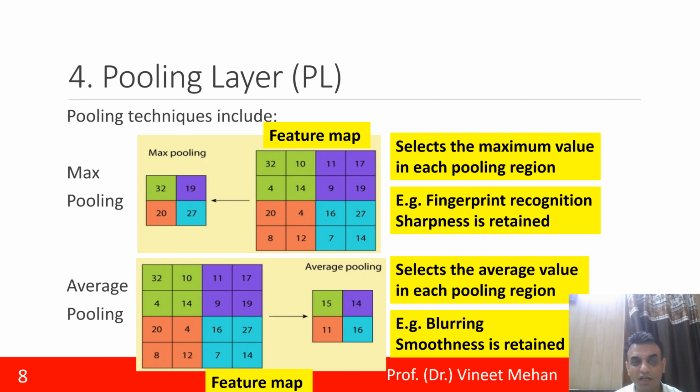So where is CNN basically used? CNN is used in all the computer vision applications. What applications? Like fingerprint recognition, blurring, image segmentation, image classification. In all these places, we'll be using the CNN architecture.